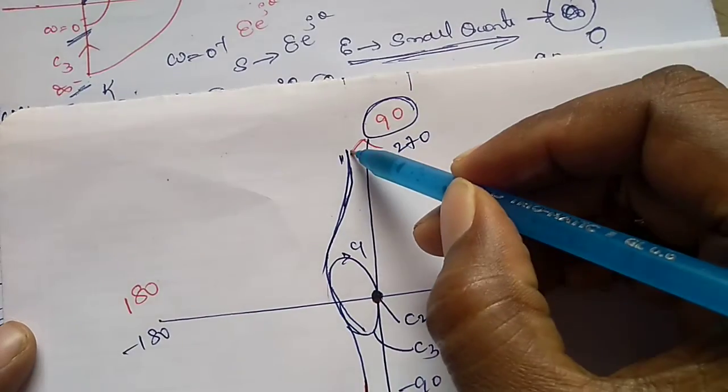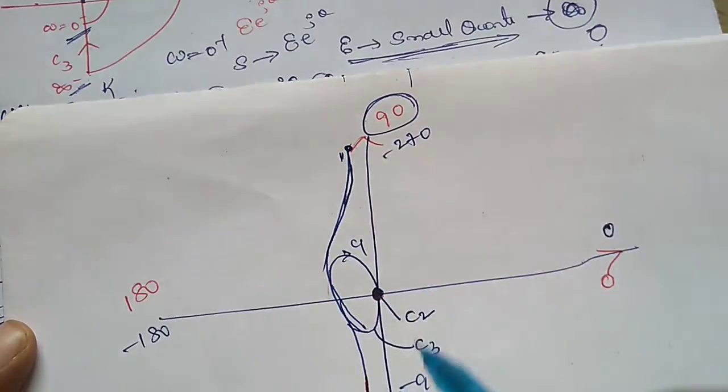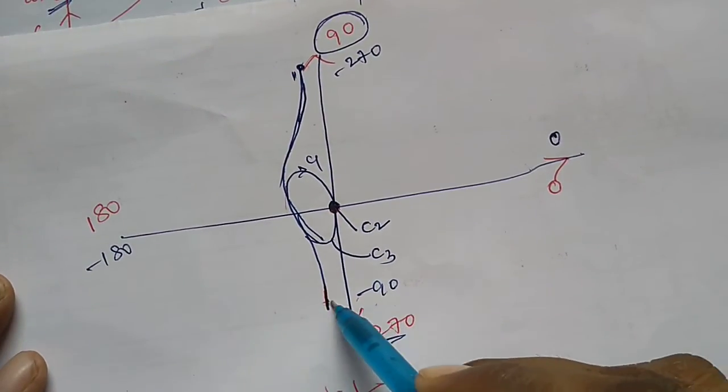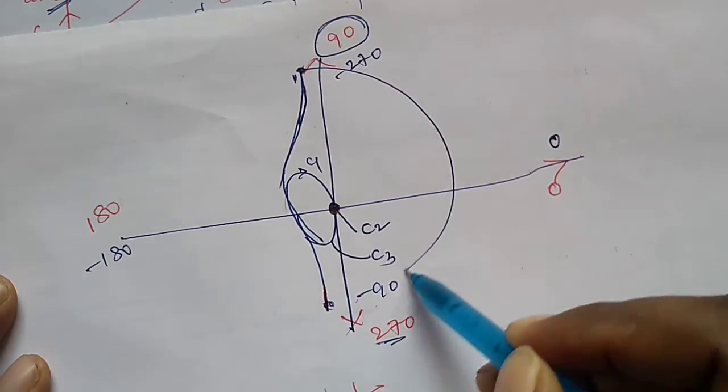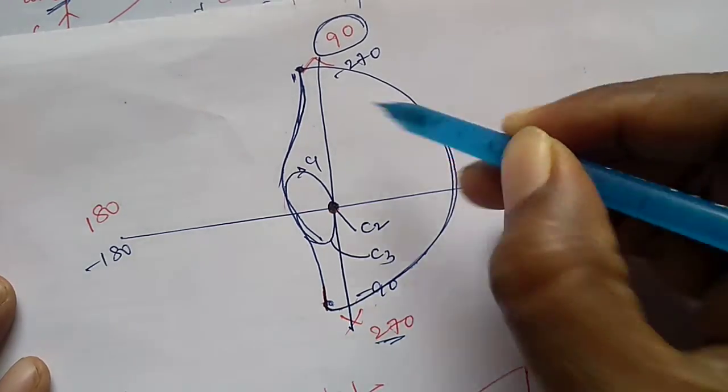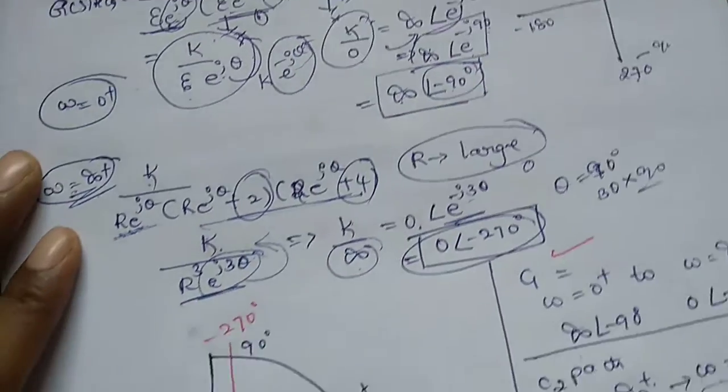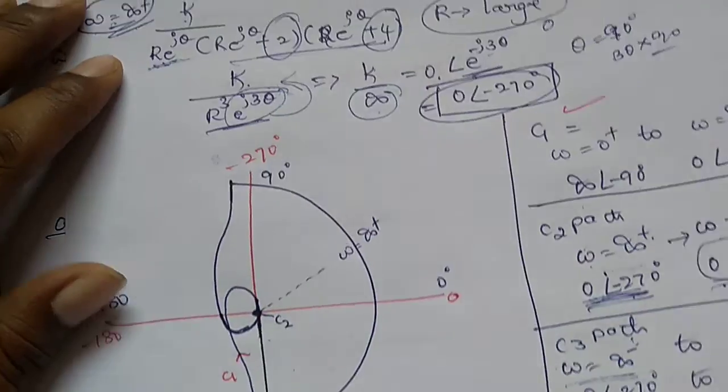Then the last trajectory, which is C4, starts from infinity at an angle plus 90 to infinity at an angle minus 90. So infinity at an angle plus 90 is this, infinity at an angle minus 90 is this. So joining the points, we get the complete Nyquist plot. So that will be shown here. Okay.